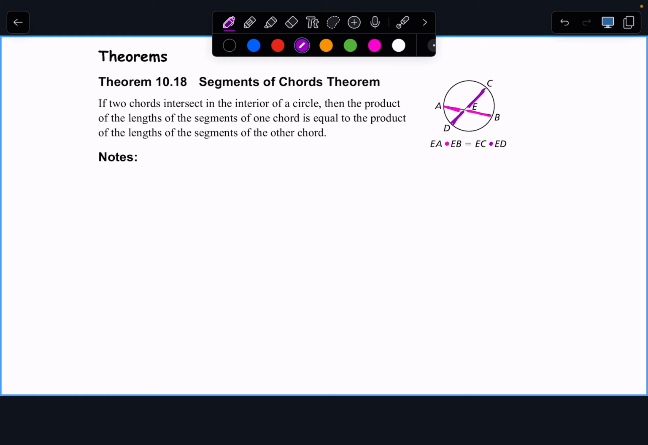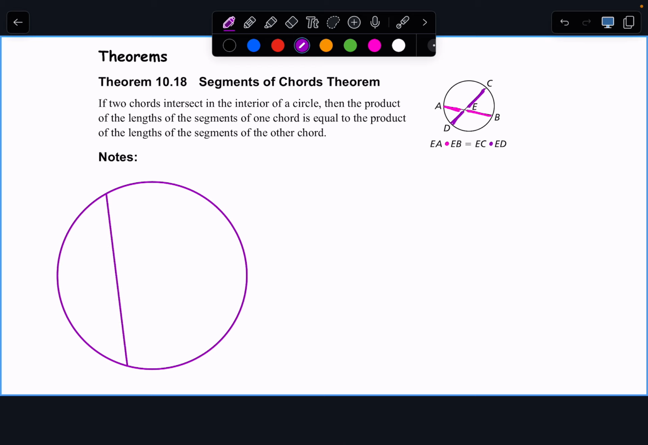Are you ready? I don't think drawing requires talking. Just a thought. Question, is N the center? No, it is not.